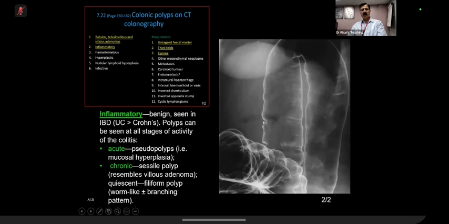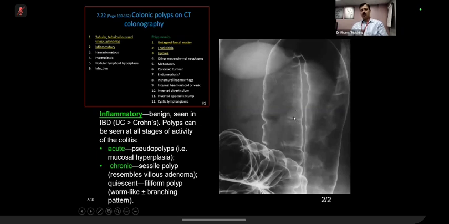And this is a classical appearance of chronic polyps. These are actually technically pseudopolyps in IBD, and particularly seen in ulcerative colitis. This is from your book, I've just pasted it here. Acute and chronic. In chronic, these are known as filiform polyps, with a worm-like branching pattern.